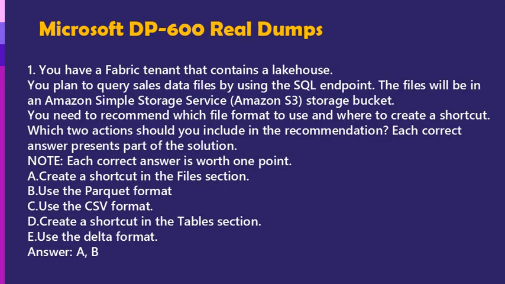1. You have a Fabric tenant that contains a lakehouse. You plan to query sales data files by using the SQL endpoint. The files will be in an Amazon Simple Storage Service (Amazon S3) storage bucket. You need to recommend which file format to use and where to create a shortcut. Which two actions should you include in the recommendation? Each correct answer presents part of the solution. Note: each correct answer is worth 1 point.